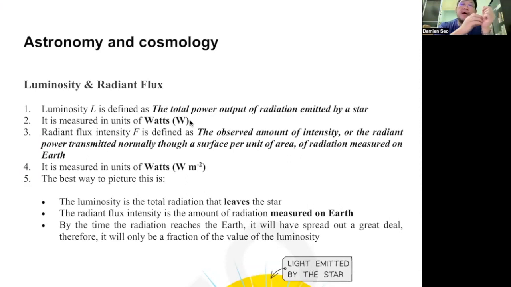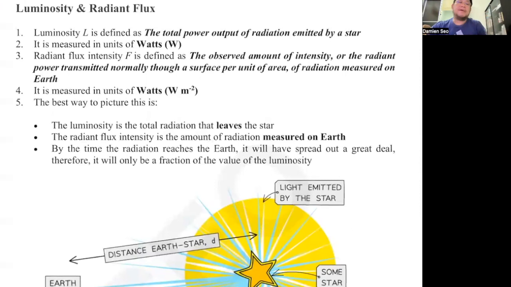So if you remember in AS, intensity is defined as power per unit area, or energy per unit time per unit area. So that is called radiant flux intensity. So that means it's not just power, it's power per unit area. So remember, the unit will be watt per meter squared.